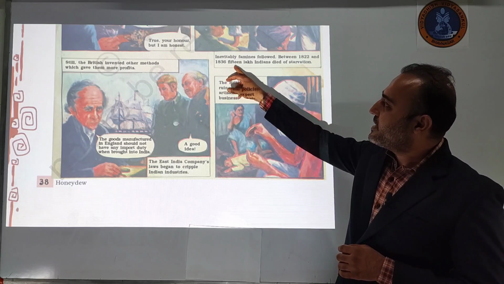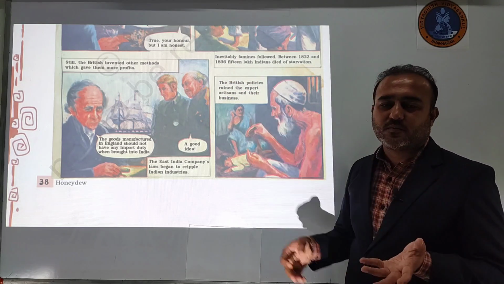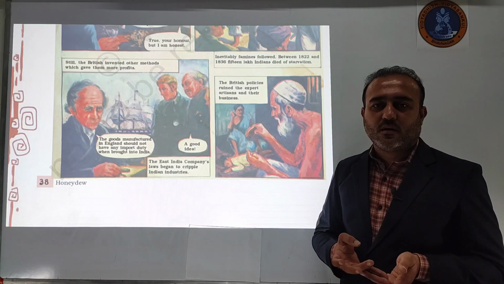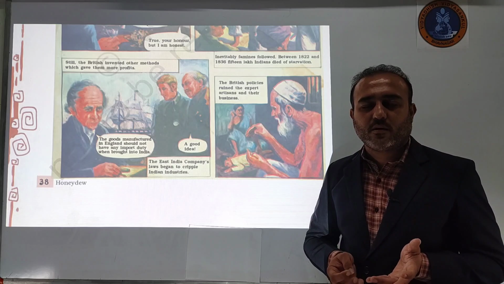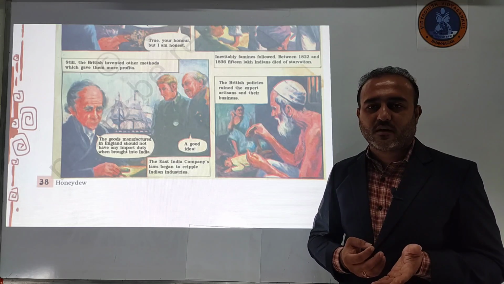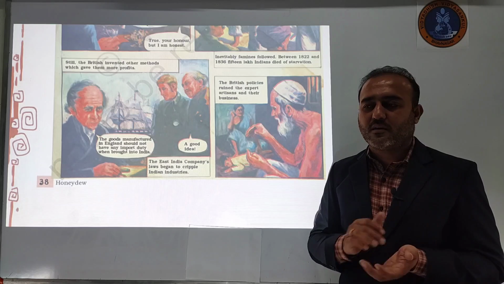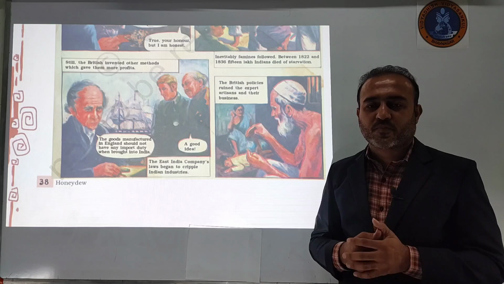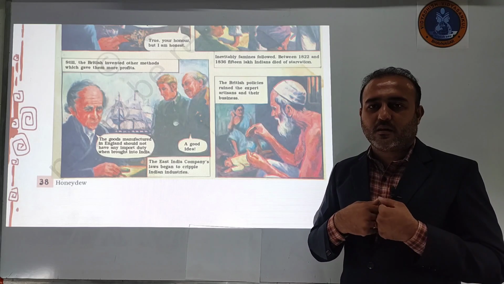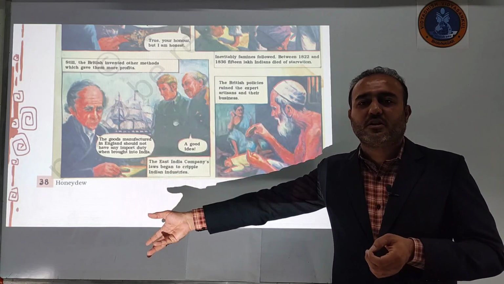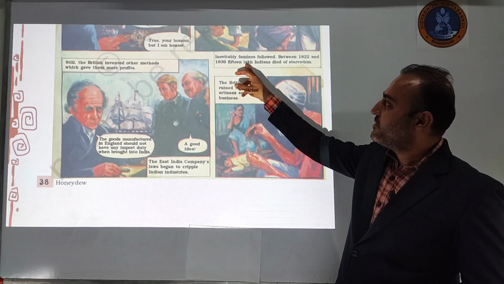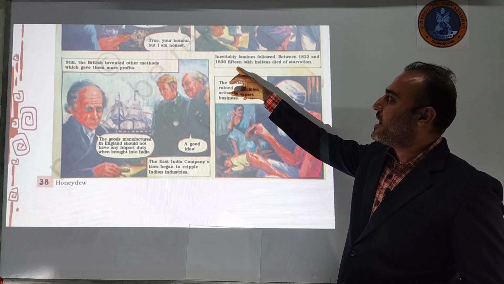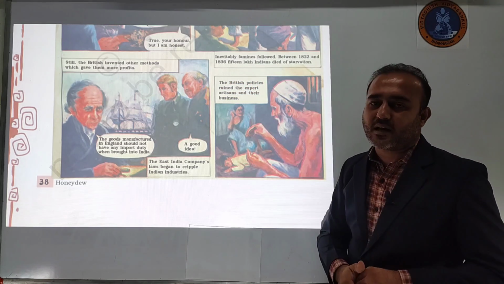What is written further? Inevitably, famines followed. Famines means sukhapan. That means there was no rain. Because of no rain, the agricultural activity could not be carried out. And as agricultural activities cannot be taken out, the farmers won't get any kind of money. There will be a total crop failure. They will be in the debts. Debts means karja. They won't be able to earn any money, and in return they won't be able to pay the money to the Britishers. So inevitably famines followed between 1822 and 1836, and 15 lakh Indians died of starvation.